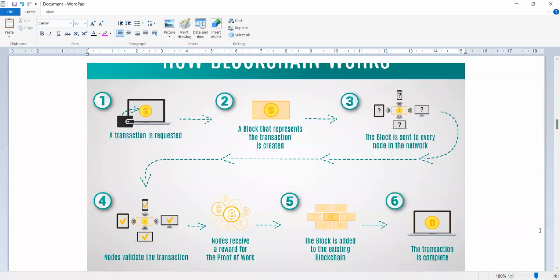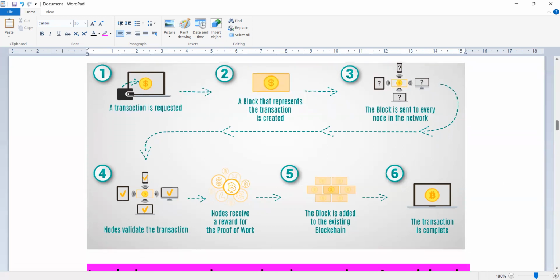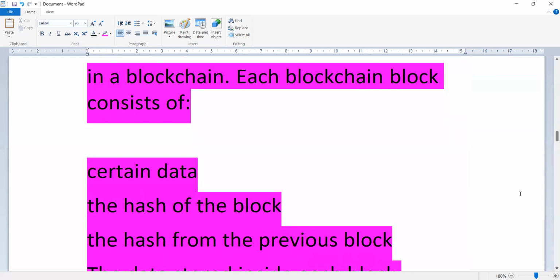This is a diagram of blockchain. First, a transaction is requested. Second, a block that represents the transaction is created. Third, the block is sent to every node in the network. Next stage, nodes validate the transaction. Fifth stage, nodes receive a reward for the proof of work. Next, the block is added to the existing blockchain. Finally, the transaction is complete. These are all 6 stages.